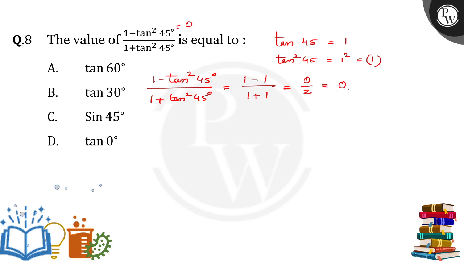Which of the following options will give 0 for us? So what is the value of tan 60? Tan 60 is equal to root 3. What is the value of tan 30, which is equal to 1 by root 3? Sin 45 is 1 by root 2. Tan 0 is 0. So (1 − tan² 45) / (1 + tan² 45) is nothing but tan 0. Option D. Thank you.